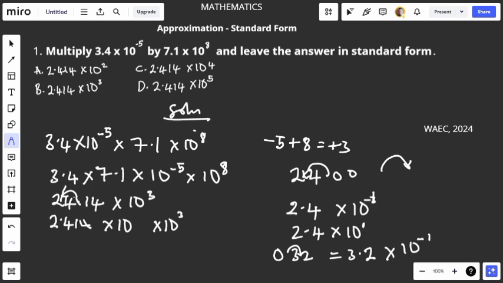So now this one, we moved it to the left. So we are increasing the positivity. That means we multiply with 10 raised to the power of what? 1, because we moved it one place. Remember, this other 10 raised to the power 3 is still there. So you now have 2.414 times 10, and according to law of indices, they are the same base, you add the powers. That's 1 plus 3, that will be 4. So what answer is that? Option C. So that is how to do this one. Thank you.